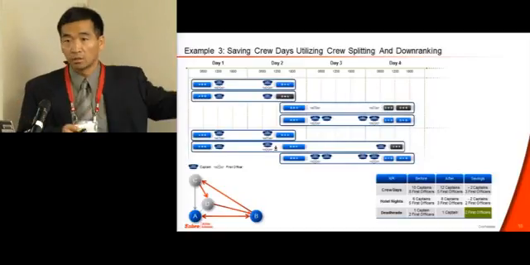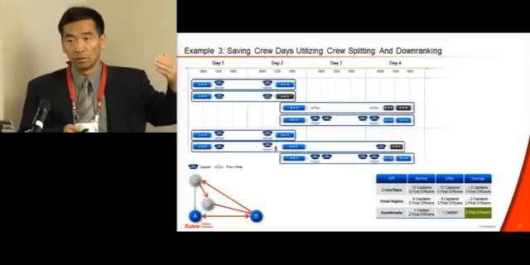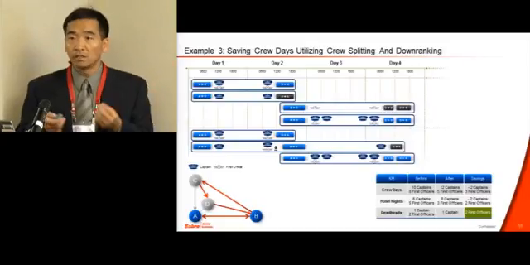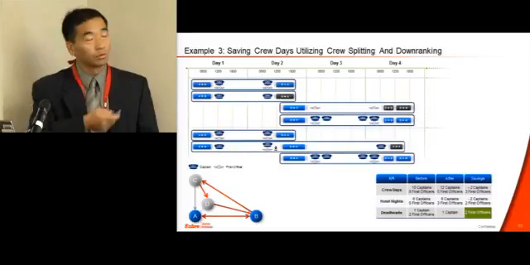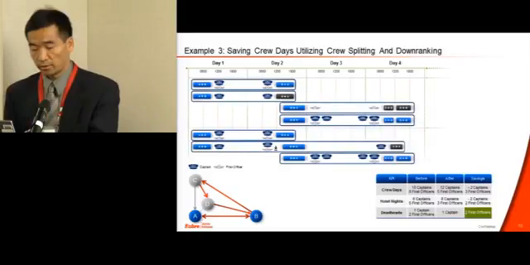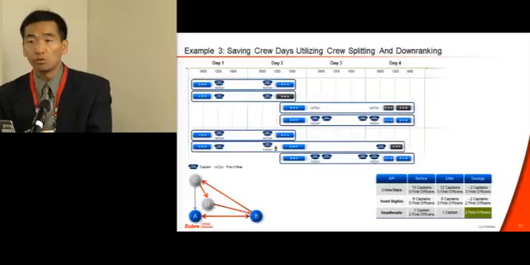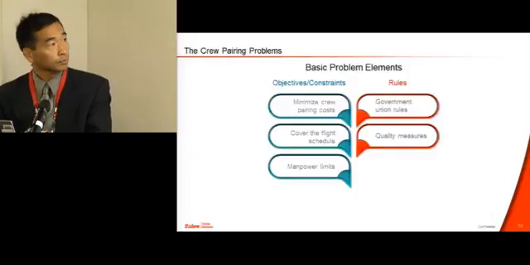So it's impossible for a planner to manually find all these opportunities to do the savings. You need a model to solve that. In the next part, I'm going to show you some of these models in more detail.